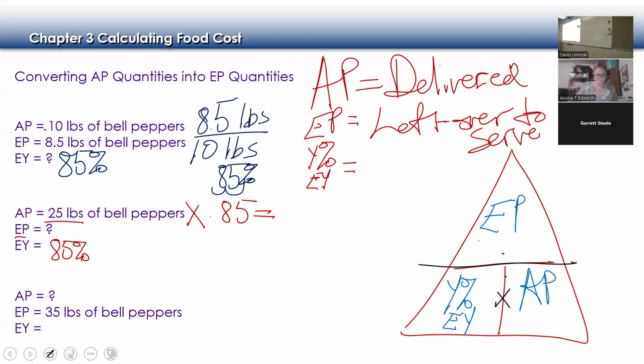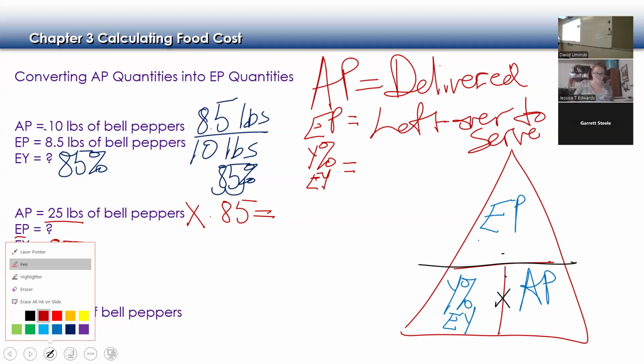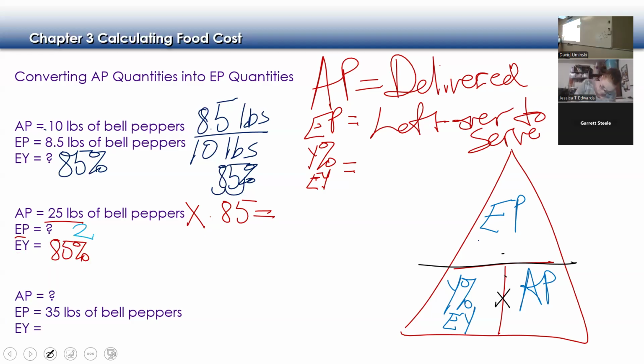Say one more time? Is that 0.25? No, it's 25 pounds times 0.85. 21.25. 21.25. We all agree? Okay, perfect.